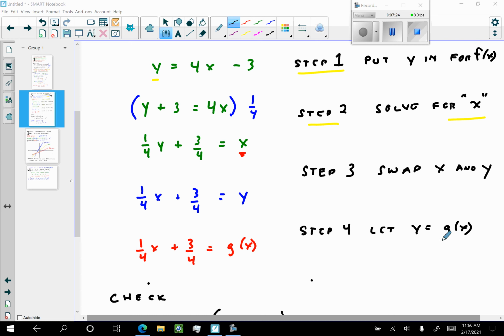Okay, so step 4 is let y equal g of x. So bam, there's my inverse. So I found the inverse. These are important, very important steps.